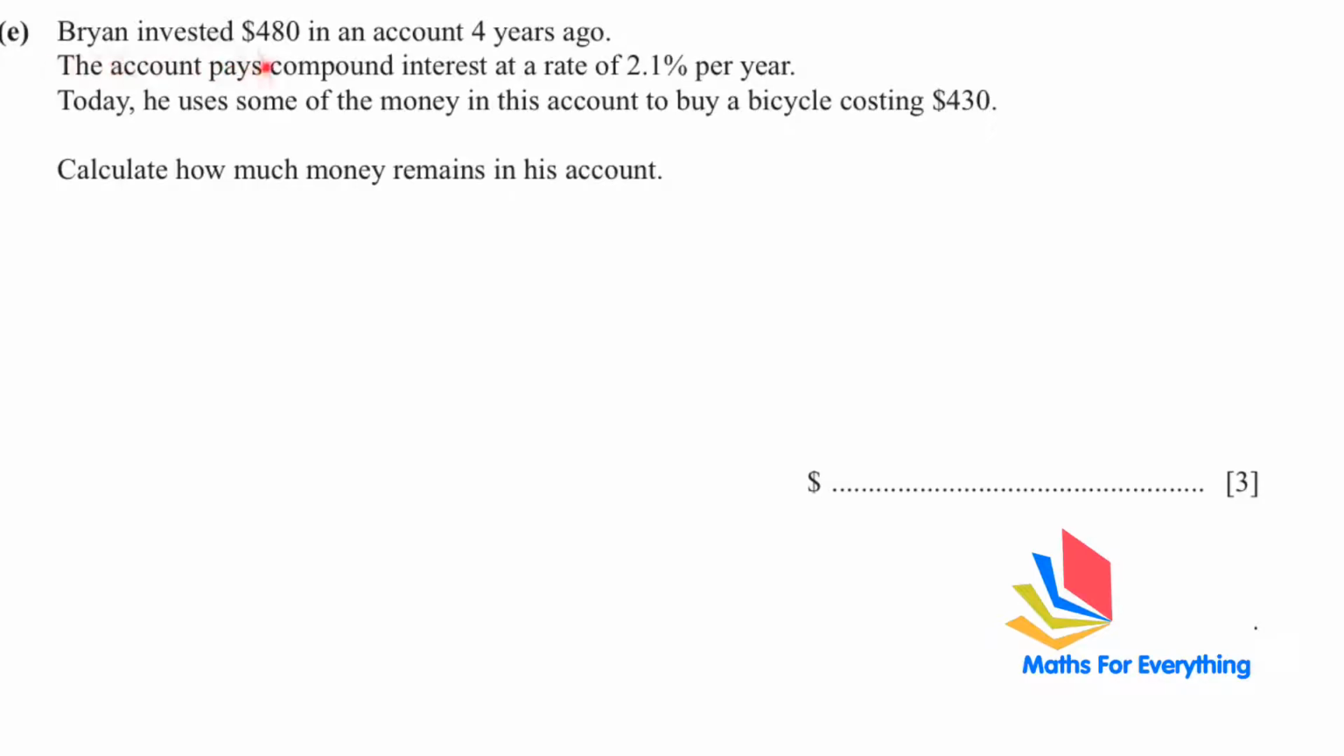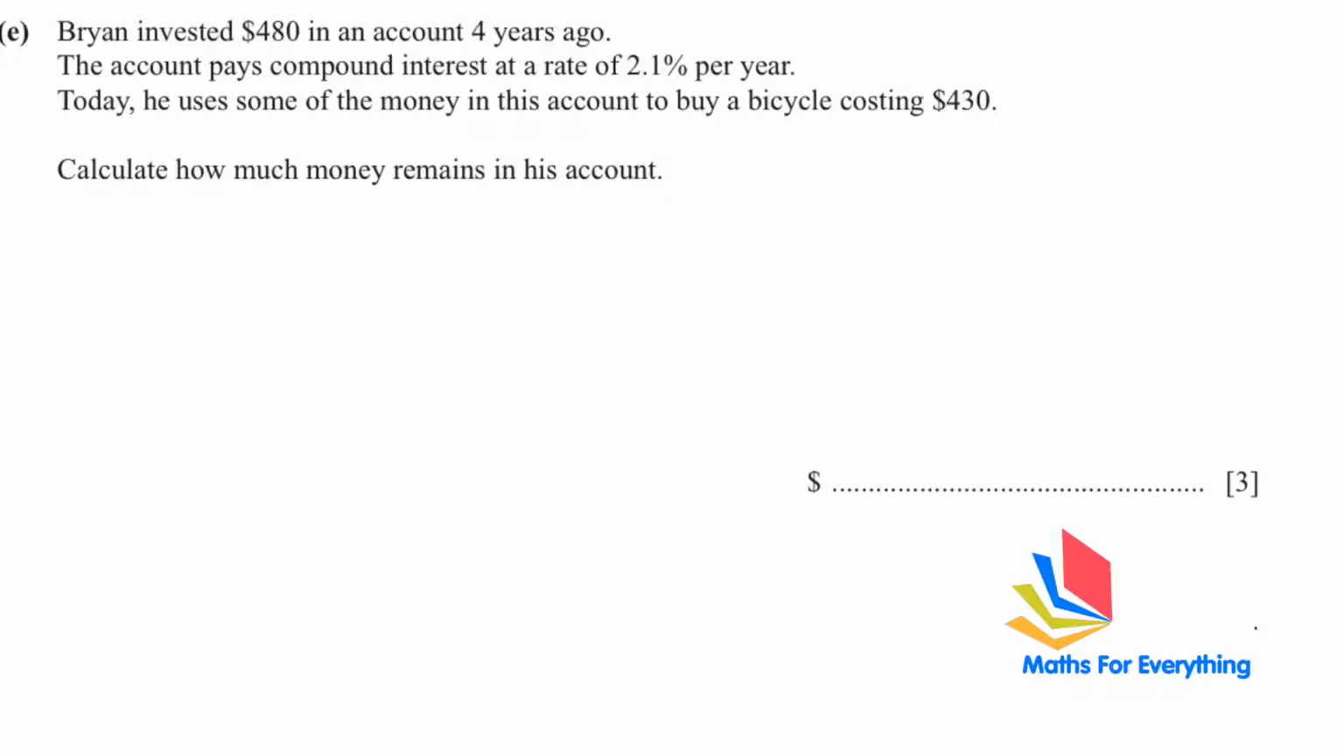Brian invested $480 in an account 4 years ago. The account pays compound interest at a rate of 2.1% per year. Today he uses some of the money in this account to buy a bicycle costing $430. Calculate how much money remains in his account.